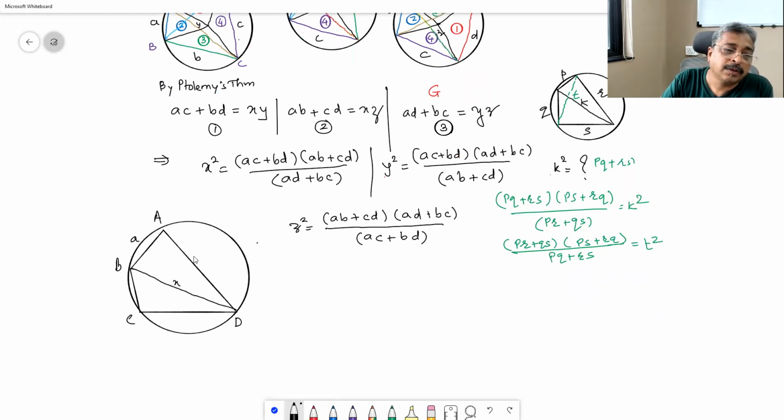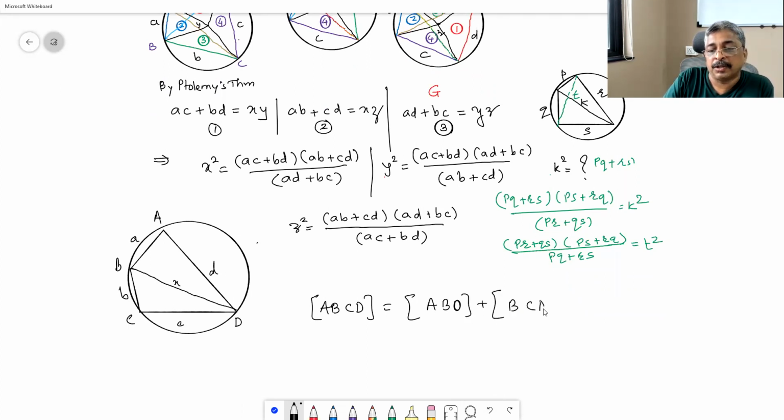This is A, this is B, this is C, and this is D. Triangle area of ABCD is equal to area of ABD plus area of BCD. Is that right? Yes. Yes, sir.